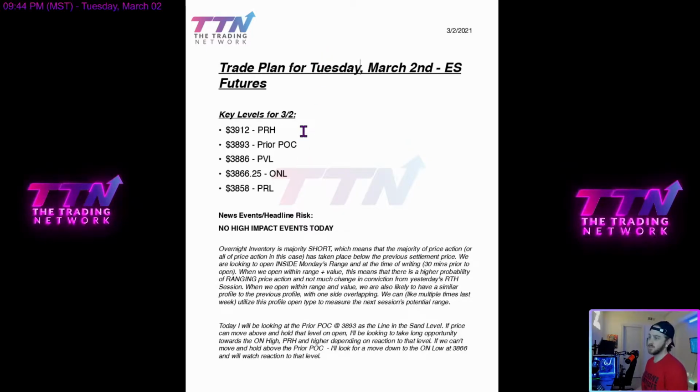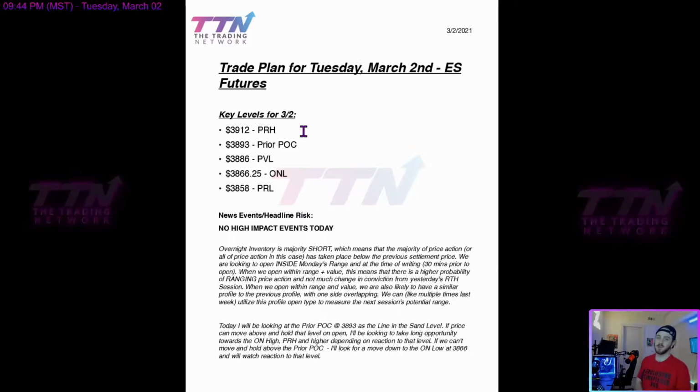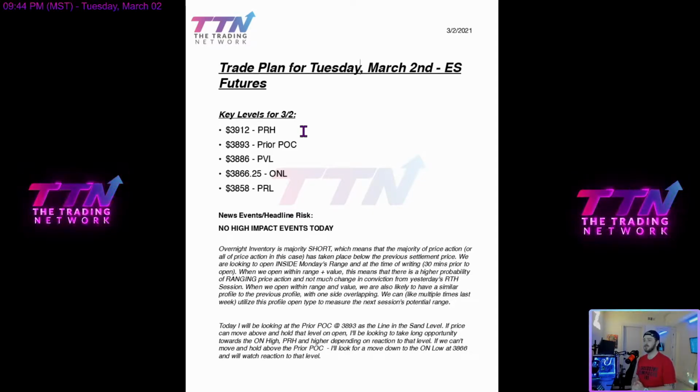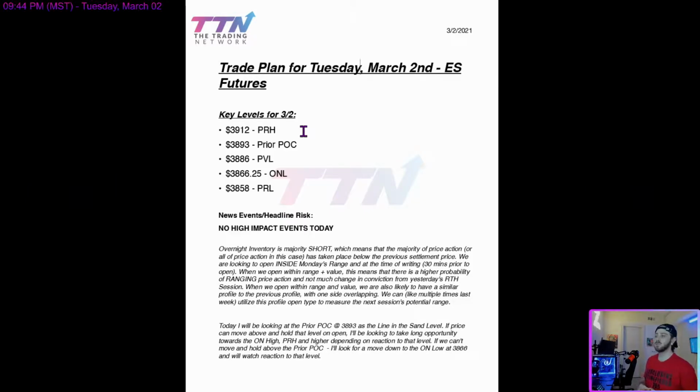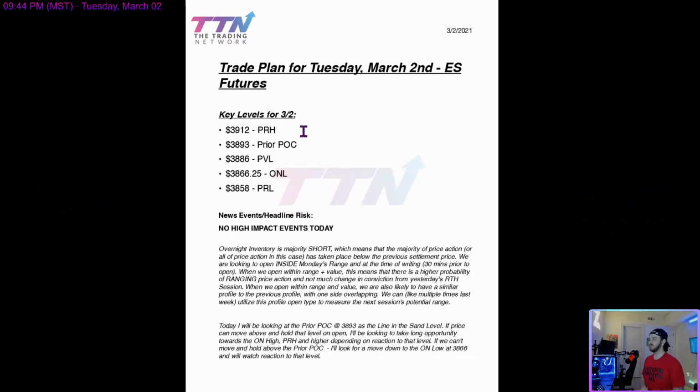First level I was interested in was the prior range high at 39.12. Second level was the prior point of control at 38.93. Third level was that prior value area low at 38.86. Fourth level was the overnight low, which was down at 38.66 and a quarter. And right below that, just a handful of points, was the prior range low at 38.58.